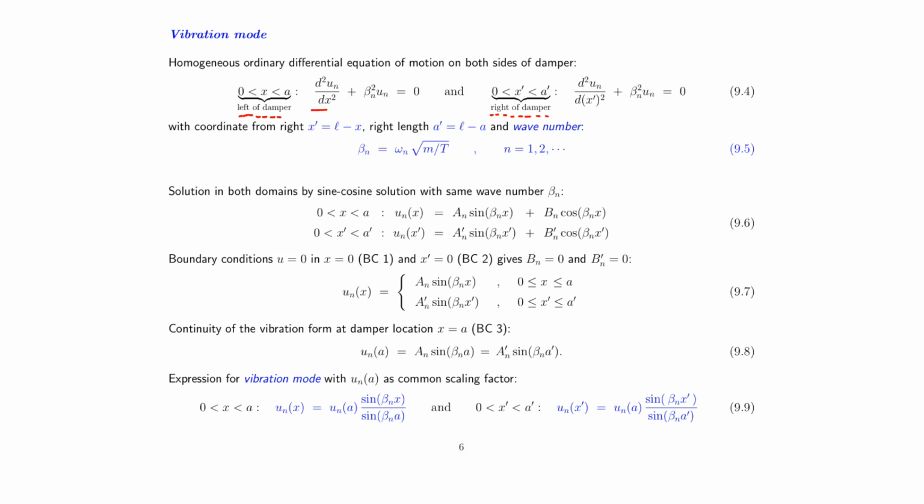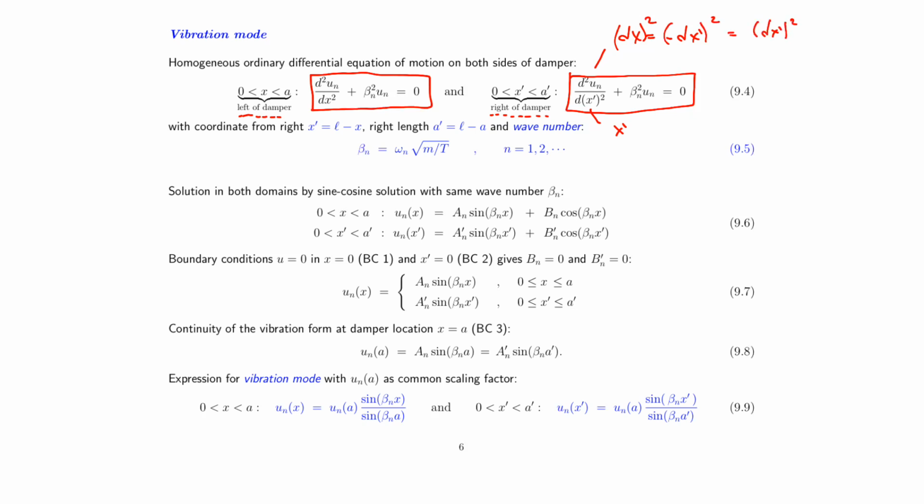So, to the left of the damper, we have the classical second order ordinary differential equation, and to the right, we have the same equation, but we introduce the x prime coordinate, which is in the opposite direction, but the only place it appears is in this double derivative. So we will actually have that dx is minus dx prime, but because we need the square of this, we actually get the same ordinary differential equation without a sign change in 9.4. So instead of solving one complicated second order differential equation, we're going to solve two simpler equations.